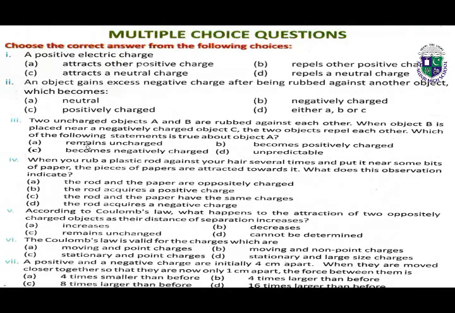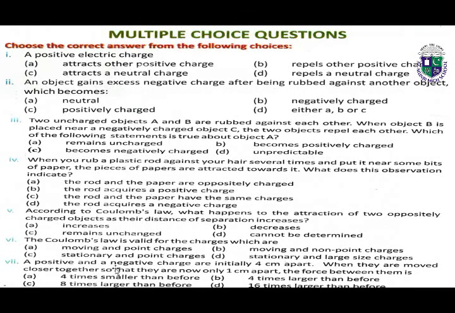Number 4, when you rub a plastic rod against your hair several times and put it near some bits of paper, the pieces of paper are attracted towards it. What does this observation indicate? Number 5, according to Coulomb's law, what happens to the attraction of two oppositely charged objects as their distance of separation increases? Number 6, Coulomb's law is valid for the charges which are.